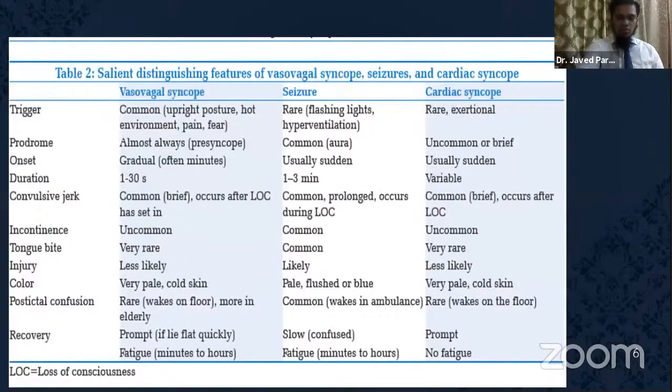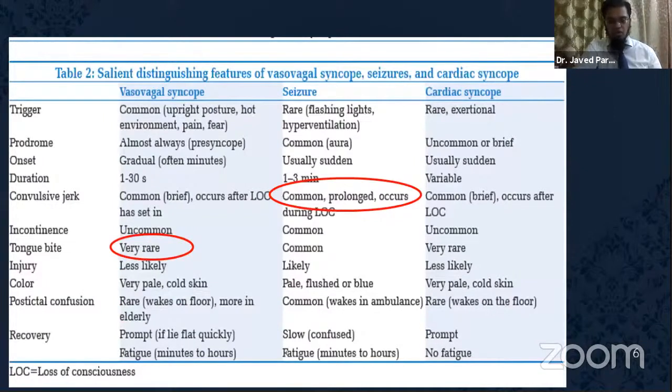Now, the most important differentiation is between seizure and syncope. This is a common problem that everyone faces. So there are a lot of different things from which we can come to a differentiation, whether the episode was a seizure or a syncope. All of these things are common and known to everyone. What I would like to highlight is that usually you will have a prodrome which will be longer in seizure, and the prodrome of a seizure is different from the prodrome of a vasovagal syncope.